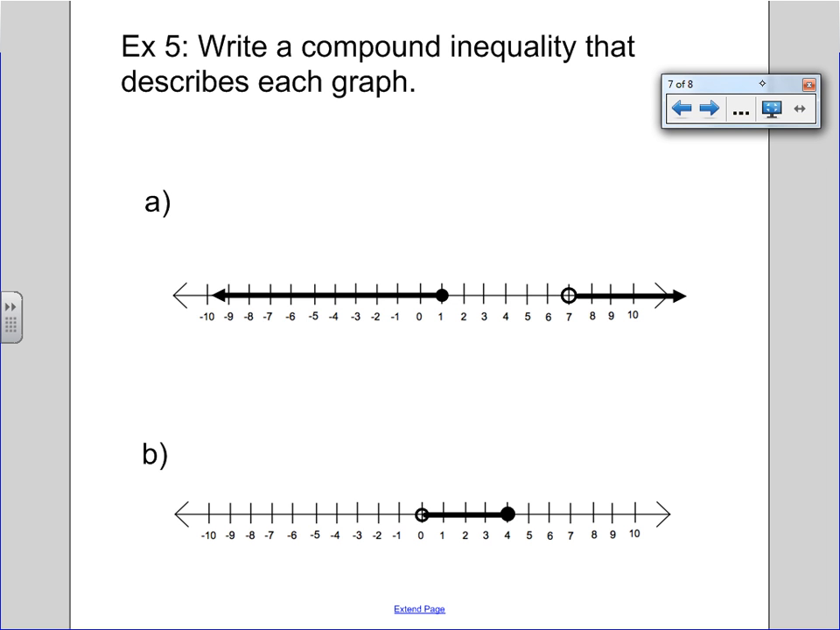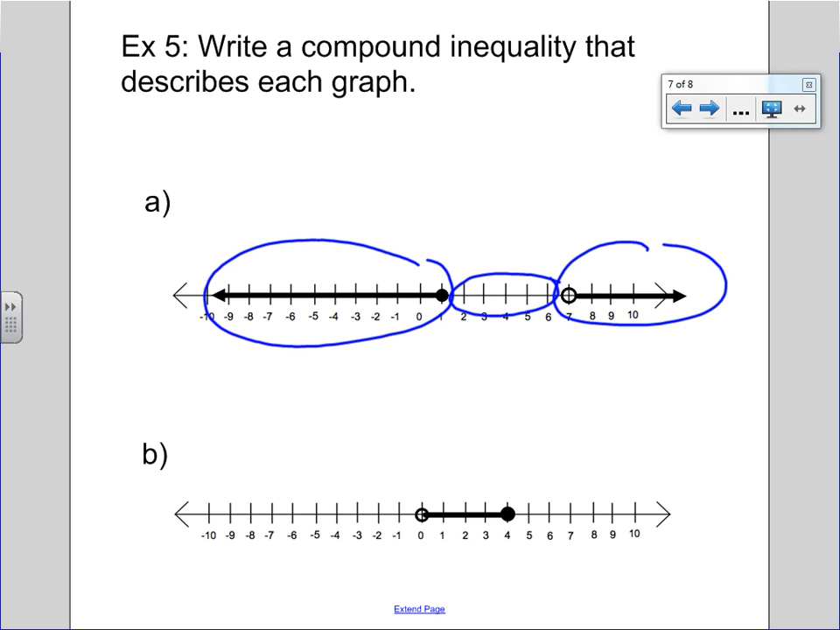Write a compound inequality that describes each graph. So on A, is this going to be using and or? I hope that you answered or because they do not come together, they go apart. So I'm going to write one for this part and this part separately.